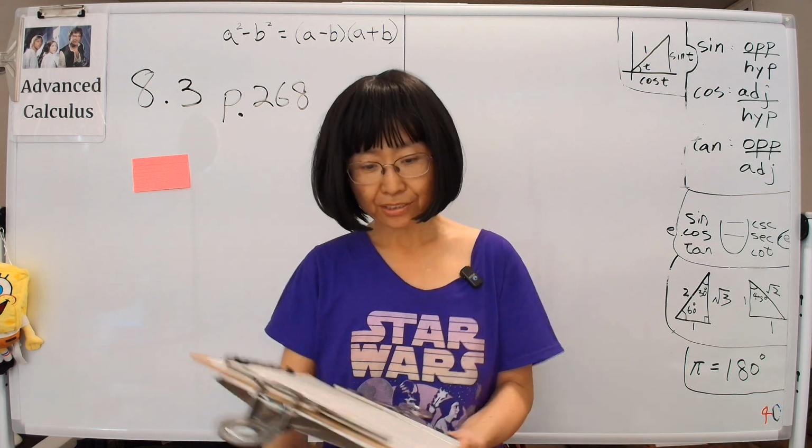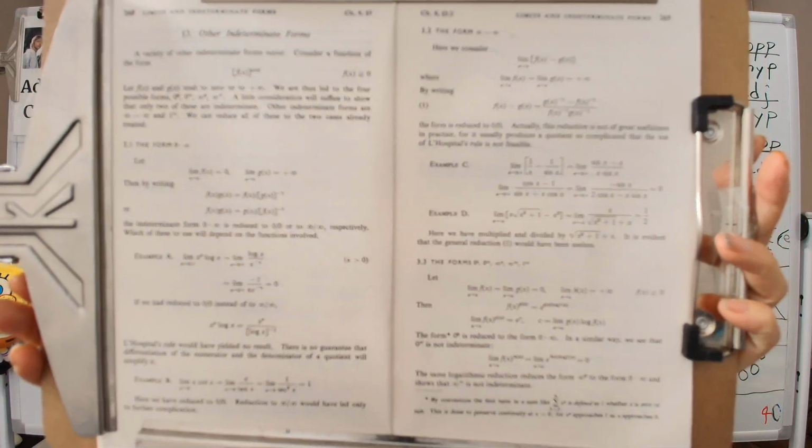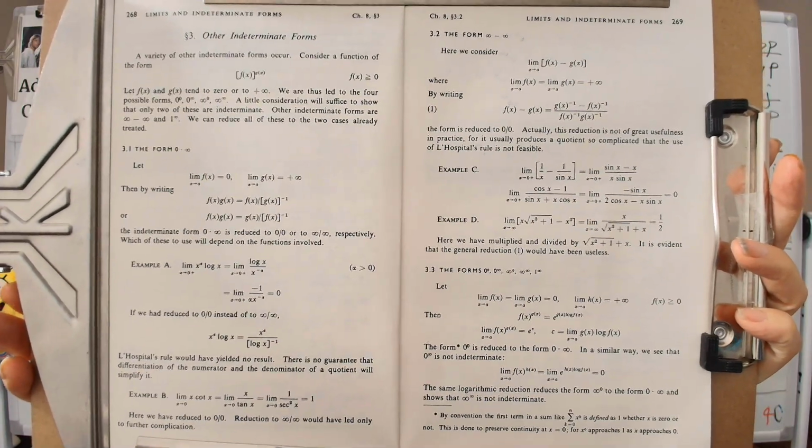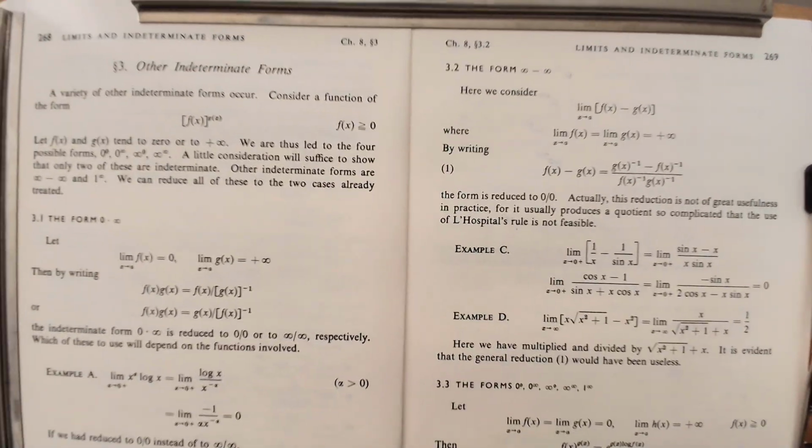Today we're going to do section 8.3. So first let's scan the book. All right. Let's see. That's the whole page. And then let's get a little closer on top.